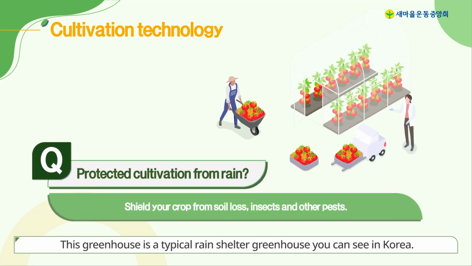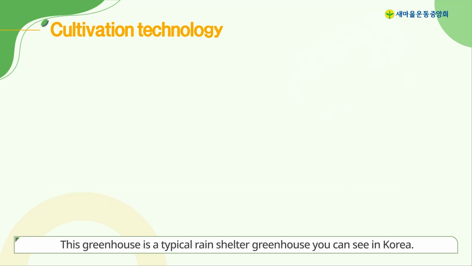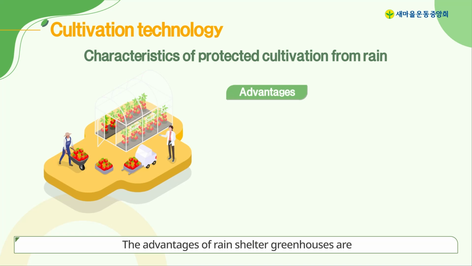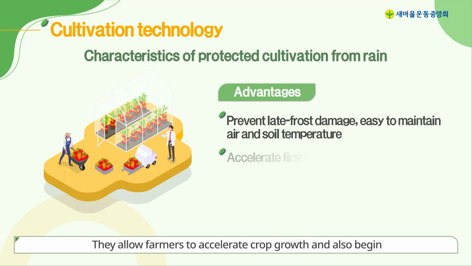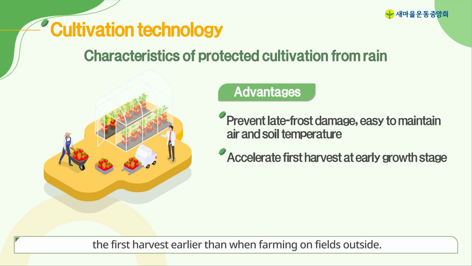This greenhouse is a typical rain shelter greenhouse you can see in Korea. The advantages of rain shelter greenhouses are that they can prevent cold damage and damage from late frosts in springtime and help with maintenance of optimal air and soil temperatures. They allow farmers to accelerate crop growth and also begin the first harvest earlier than when farming on fields outside.